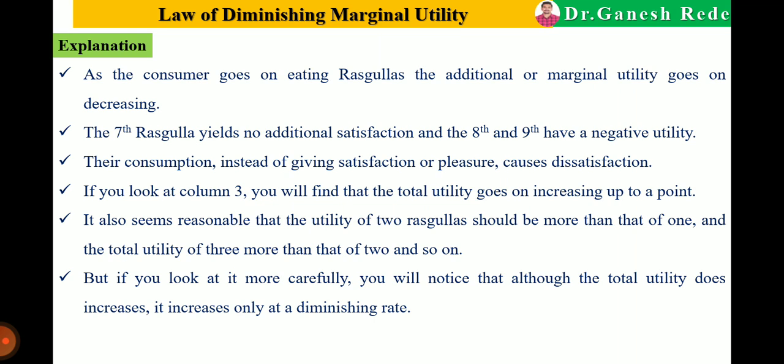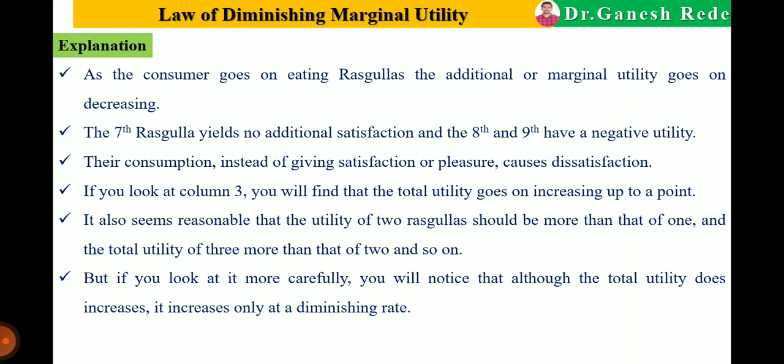So if you look at column 3, you will find that total utility goes on increasing up to a certain level, meaning up to 52 total utility goes on increasing. Up to the 6th rasgulla total utility was increasing, but at the 7th rasgulla total utility becomes the same, because there is no addition to the marginal utility. But after the 7th rasgulla, on the 8th and 9th rasgulla, total utility decreases.